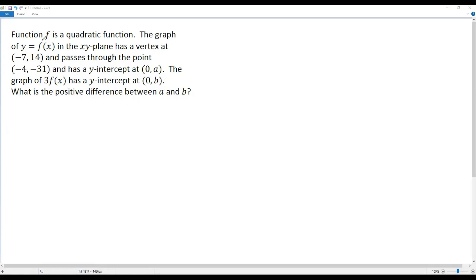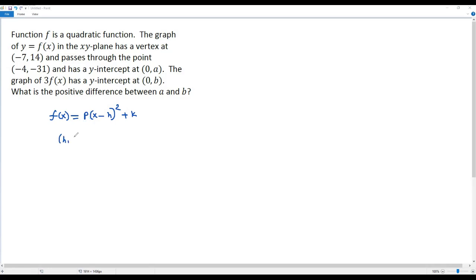Since f is a quadratic function and it has a vertex (-7, 14), we can write the quadratic function f of x in vertex form. That is, f of x equals p times (x minus h) squared plus k. Usually when we write a quadratic function in vertex form, we use a lowercase a, but here I'm using p because we already have the lowercase a as the y-coordinate at the y-intercept. To avoid confusion, I'm using lowercase p.